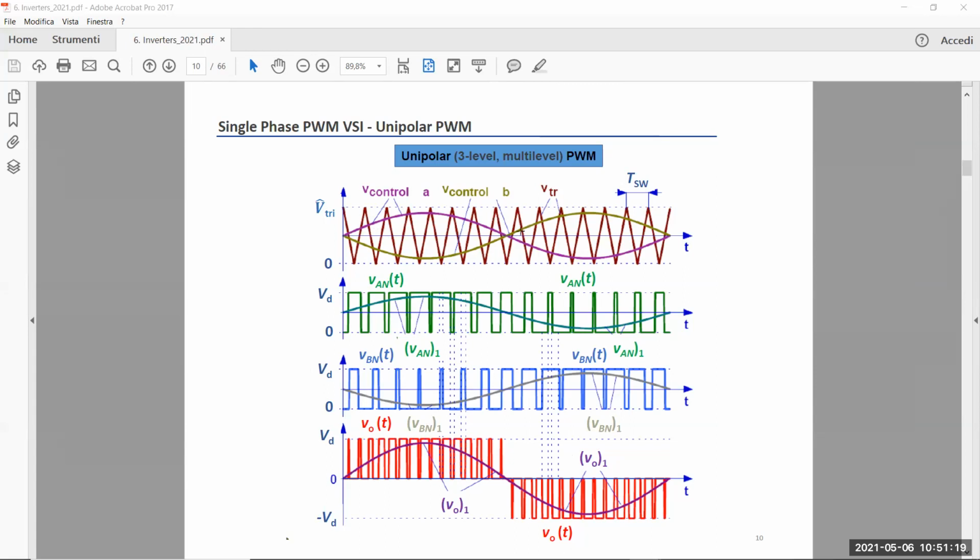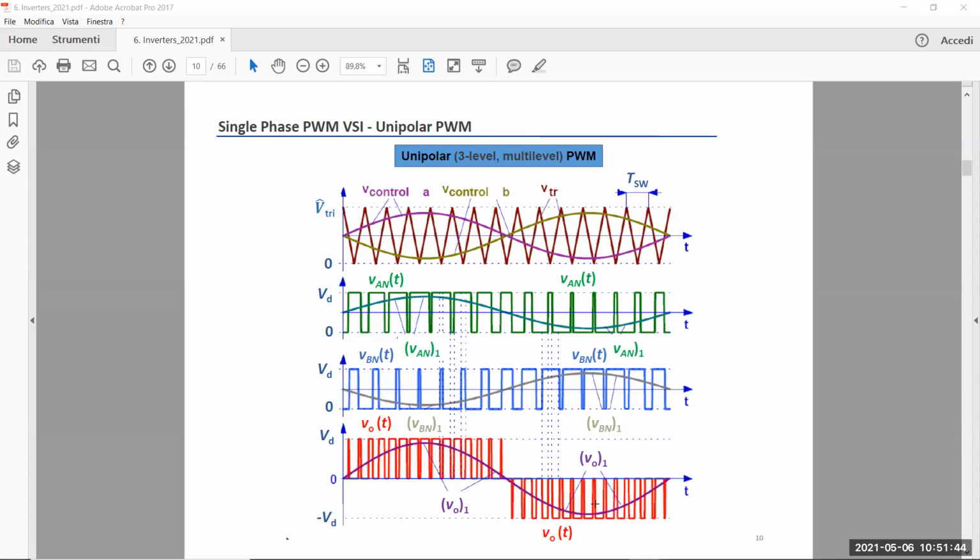When the control voltage is otherwise less than V triangular peak divided by 2, the whole output voltage is negative, because it's a unipolar pulse-width modulator. And this happens in the second half of the period of the voltage V0. The red one is exactly the output waveform. What can we say about the output waveform?